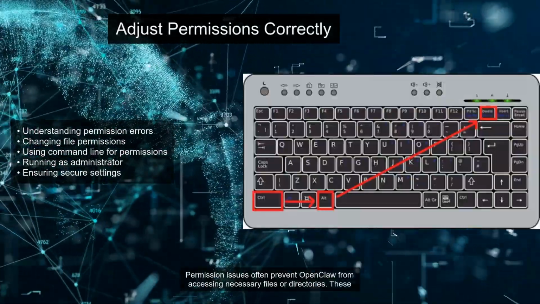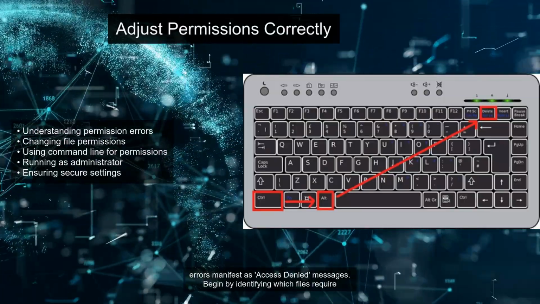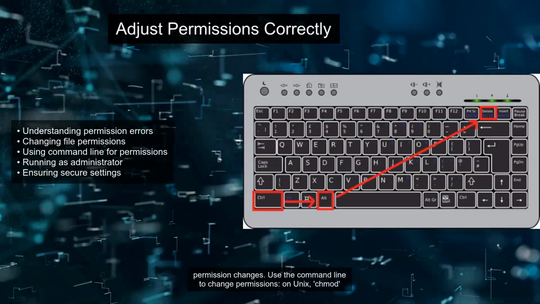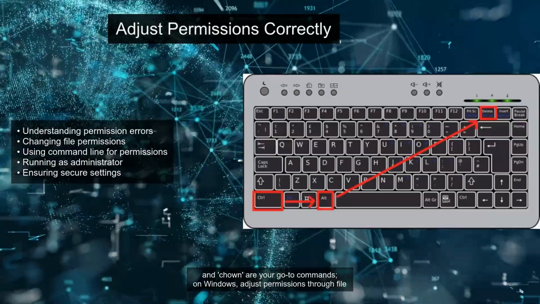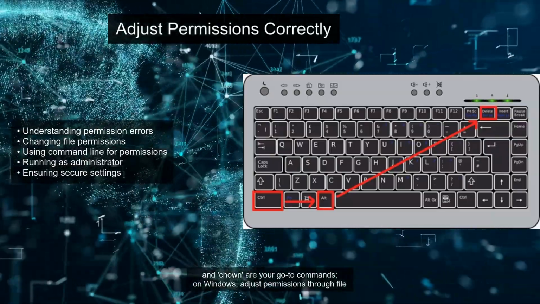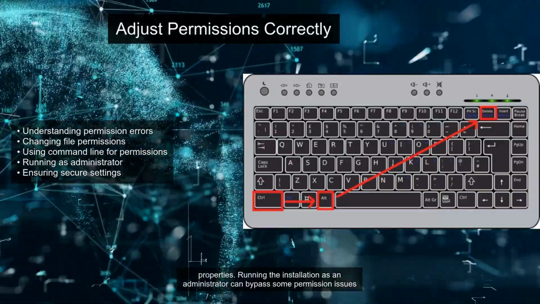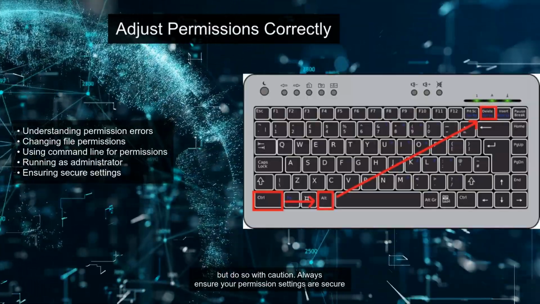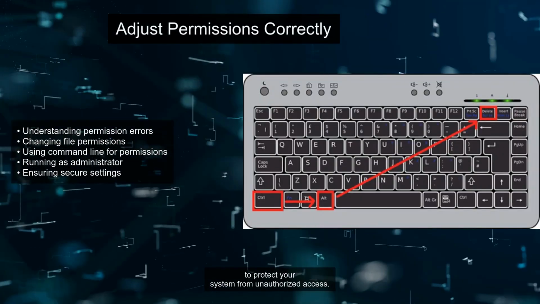A successful run indicates that your path issues are resolved. Permission issues often prevent OpenClaw from accessing necessary files or directories. These errors manifest as access denied messages. Begin by identifying which files require permission changes. Use the command line to change permissions. On Unix, chmod and chown are your go-to commands. On Windows, adjust permissions through file properties. Running the installation as an administrator can bypass some permission issues, but do so with caution. Always ensure your permission settings are secure to protect your system from unauthorized access.